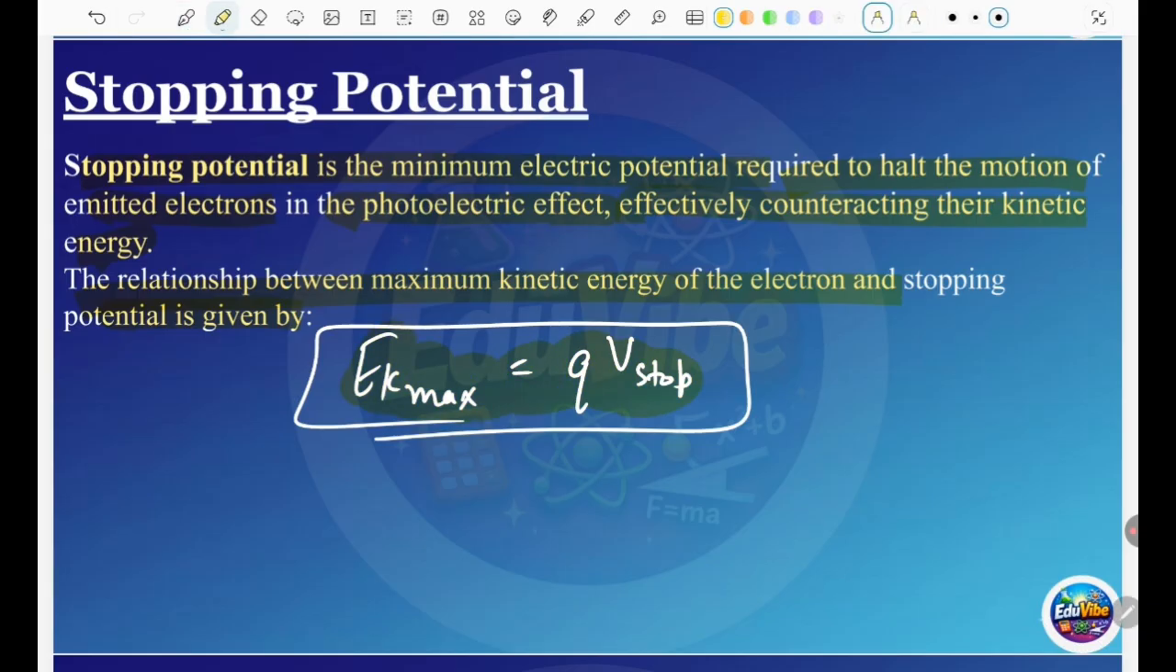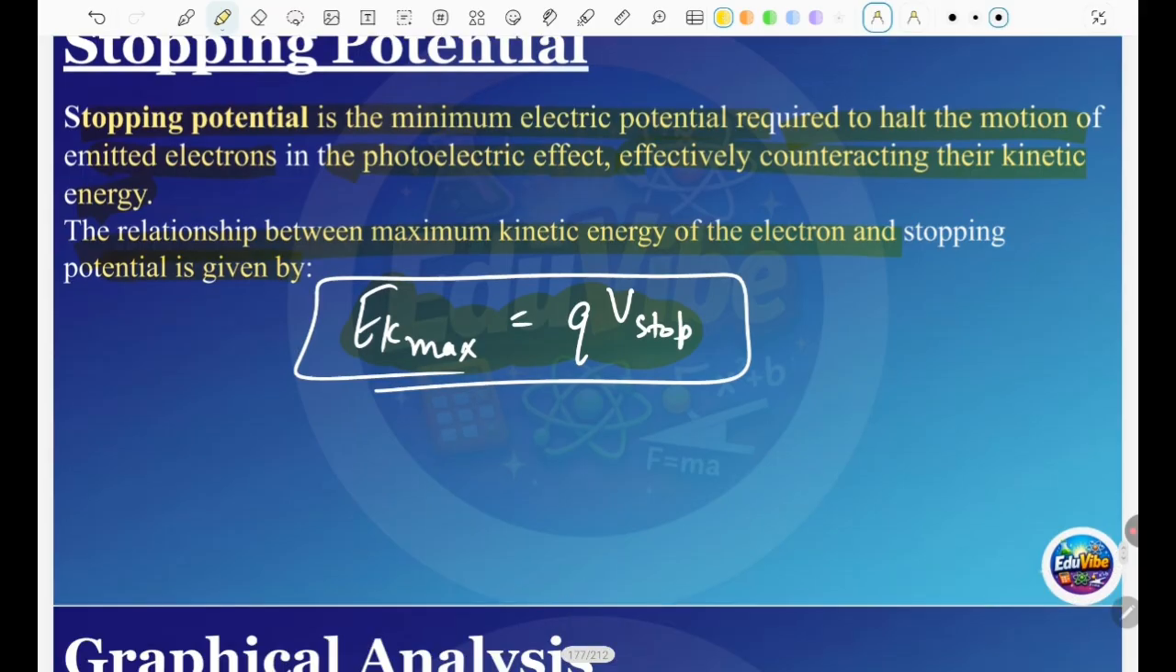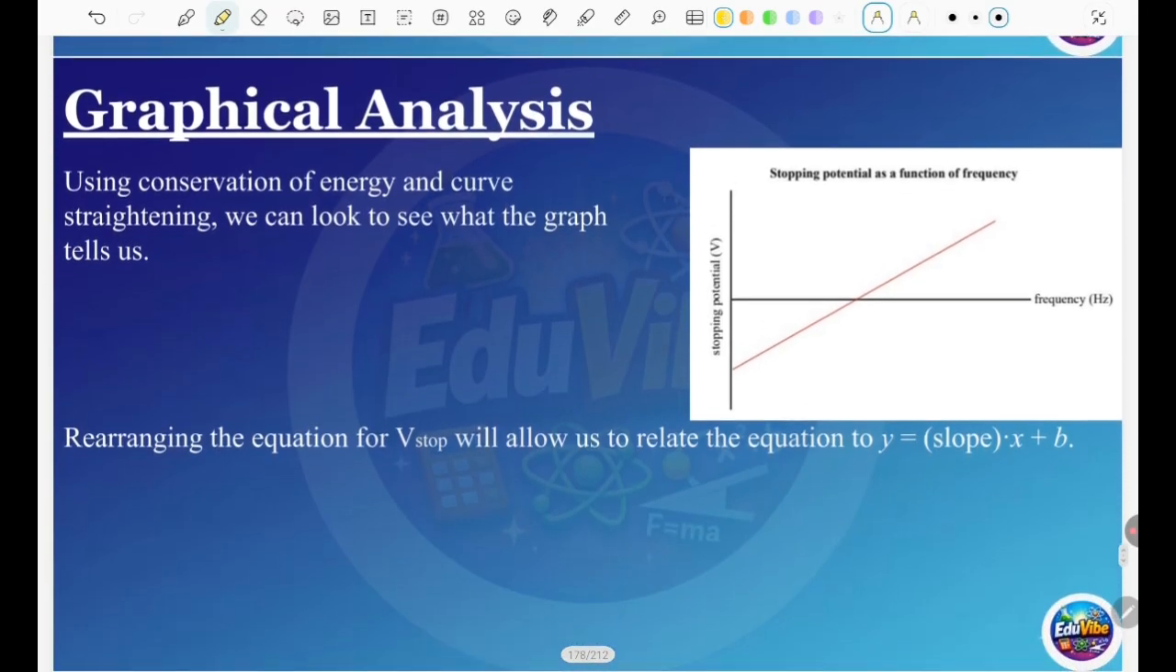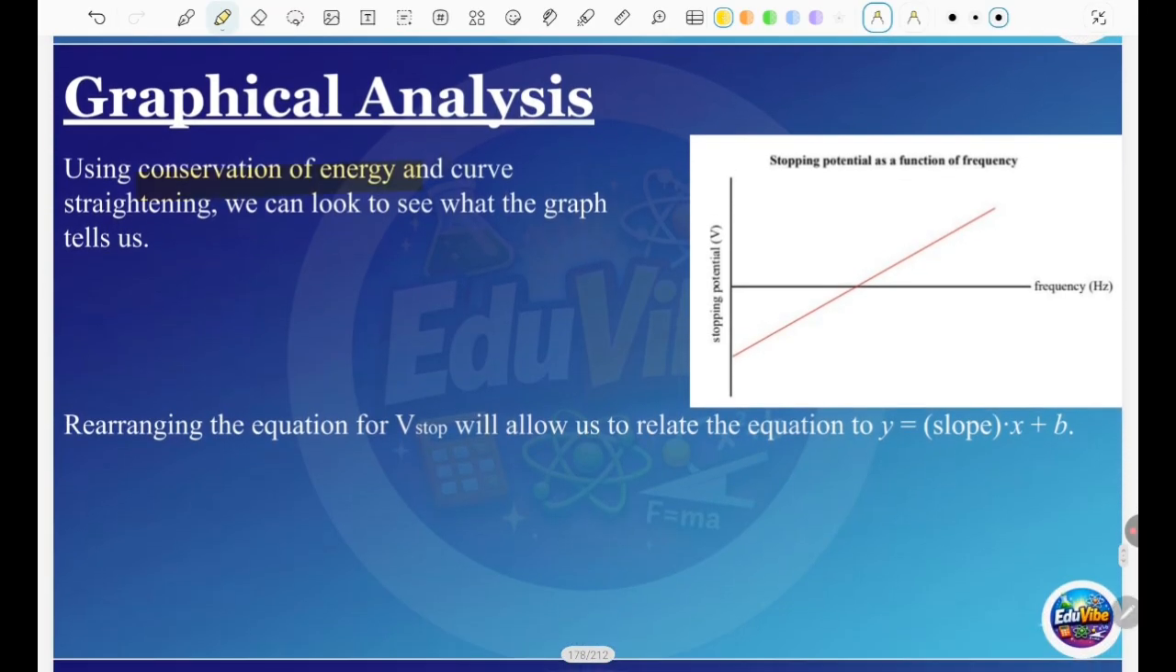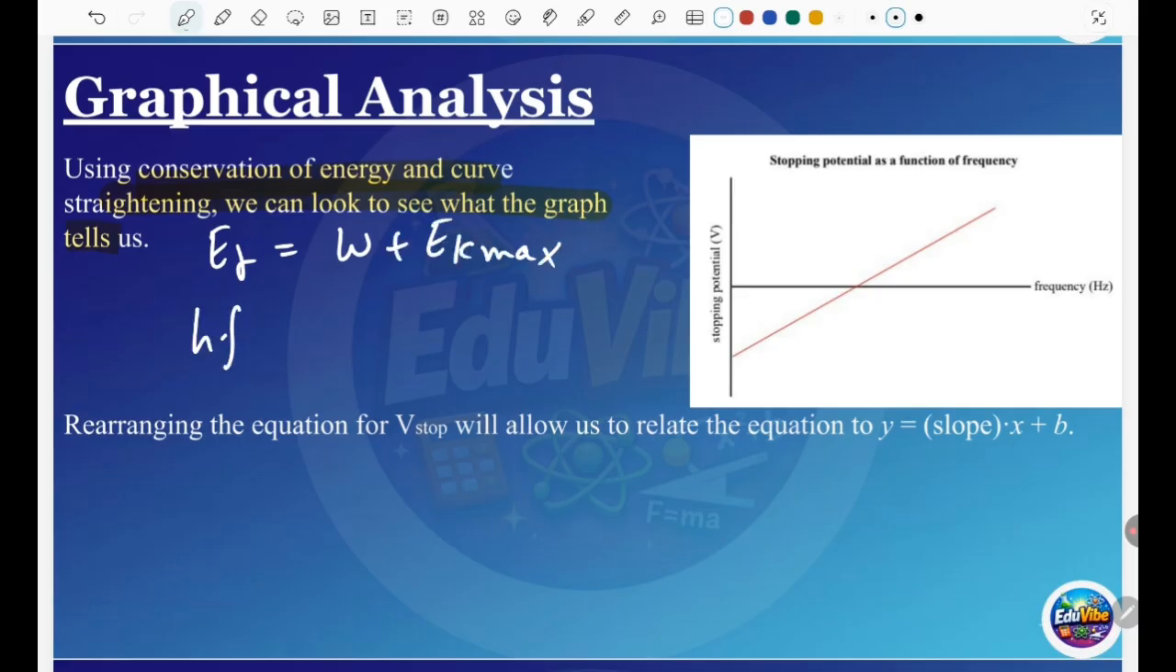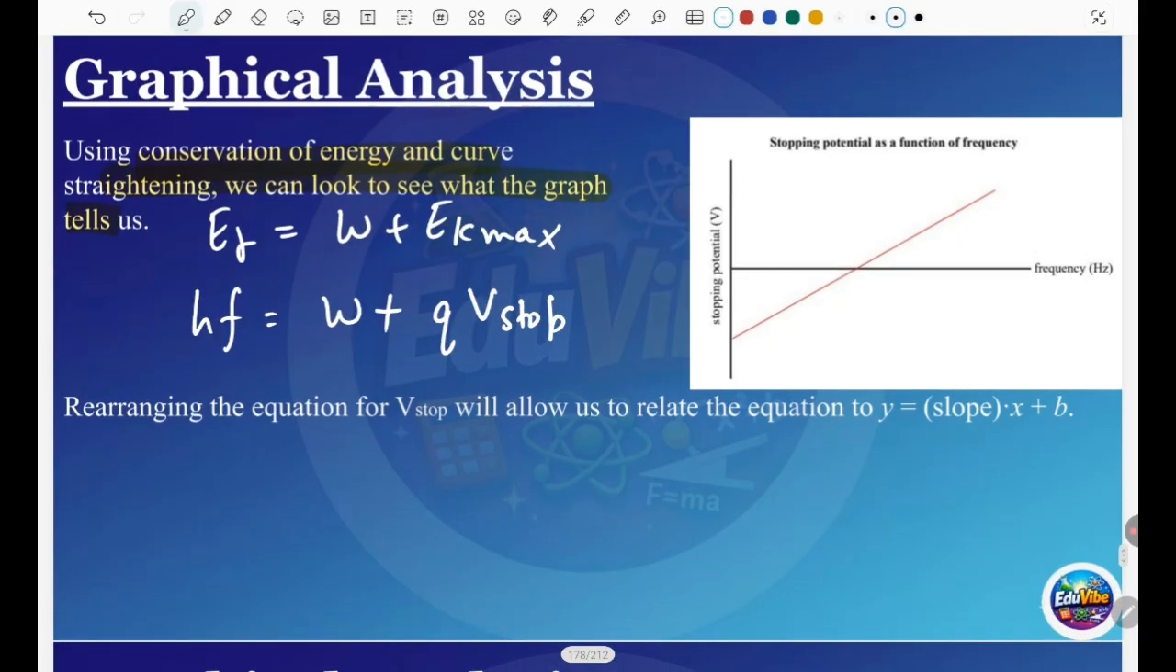And we compare this formula with another graph now. So for graphical analysis, using the conservation of energy and a curve setting, we look to see what it tells us. Again, we have E photon equal to W plus EK max, that is, hf is equal to W plus EK max, and EK max is also equal to something which is QV stop. We use the stopping potential formula in this.